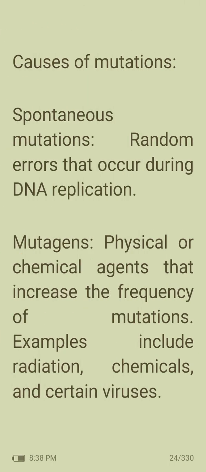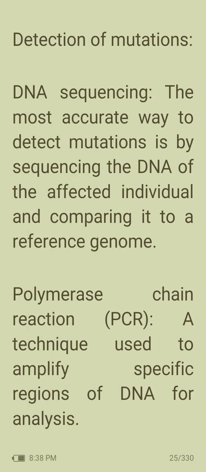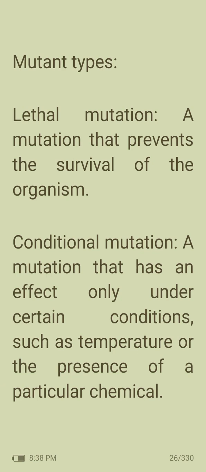Then causes of mutations. Spontaneous mutations, random errors that occur during DNA replication. Then mutagens, physical or chemical agents that increase the frequency of mutation. Examples include radiation, chemicals, and certain viruses. Then detection of mutations. DNA sequencing: the most accurate way to detect mutation is by sequencing the DNA. Then polymerase chain reaction is a technique used to amplify specific regions of the DNA for analysis.